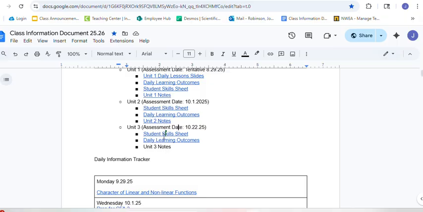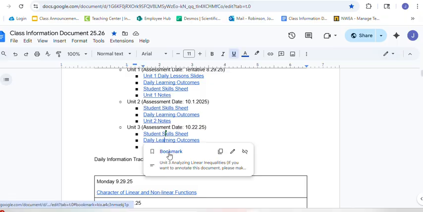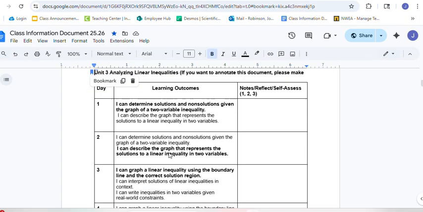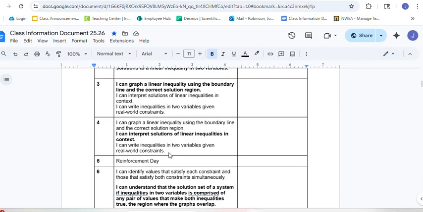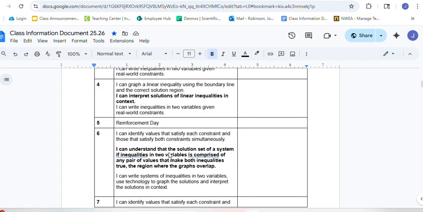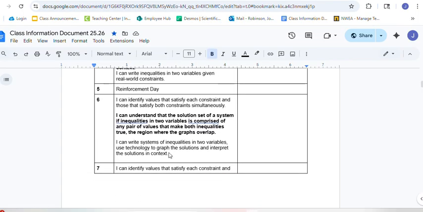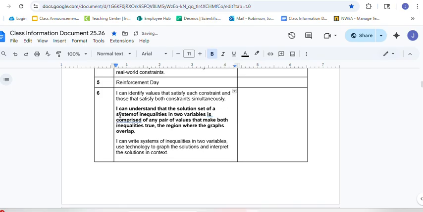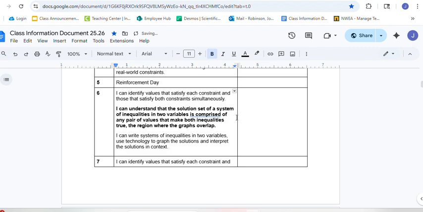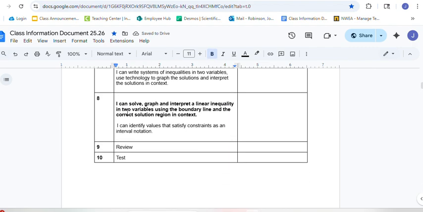Now, what we are covering in this unit are found right here on the outcomes. Determining solutions of two variable inequalities, graphing the solutions, make sure we know about the shaded region. We have a reinforcement day, and then we move into systems of inequalities when we come back. I'm going to try to get to that by Friday, to be honest with y'all. And then we come back and review. It's a 10-day unit. Day 9 we are reviewing. Day 10 we're testing. So don't play around.